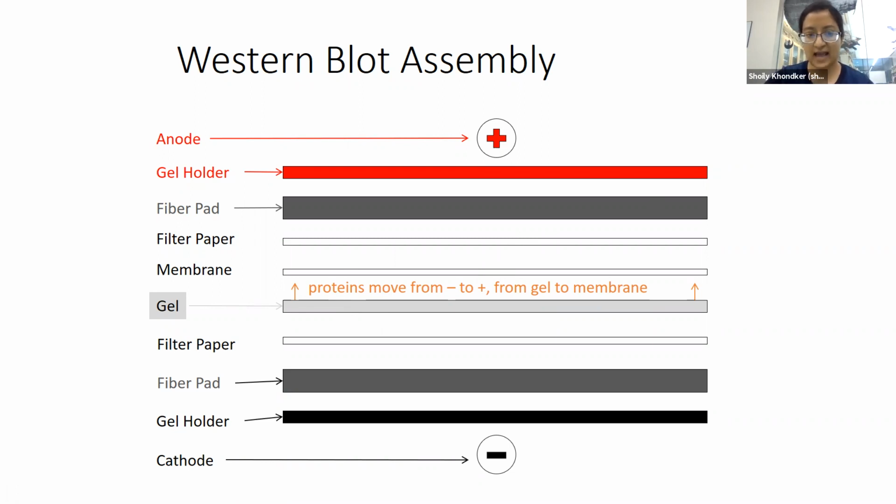This transfer occurs in an apparatus which contains a series of filters and padding to give the membrane and gel some stability. Again, it's set up in an apparatus that has an anode and a cathode, and the proteins will again move from the gel to the membrane in the direction of the anode. Again, this is because the proteins are coated with negative ions because of the SDS step in denaturation.